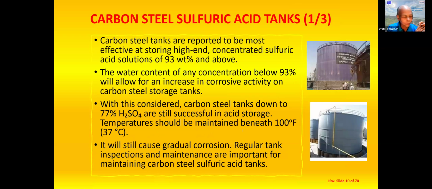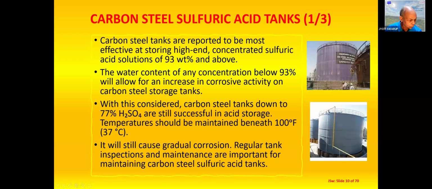Now, the course that we talk about, API 650, talks about steel tanks, basically vertical, cylindrical tanks. Carbon steel tanks are reported to be most effective at storing highly concentrated sulfuric acid solutions of 93% and above. You can see some of these photographs here of how the storage tanks look.